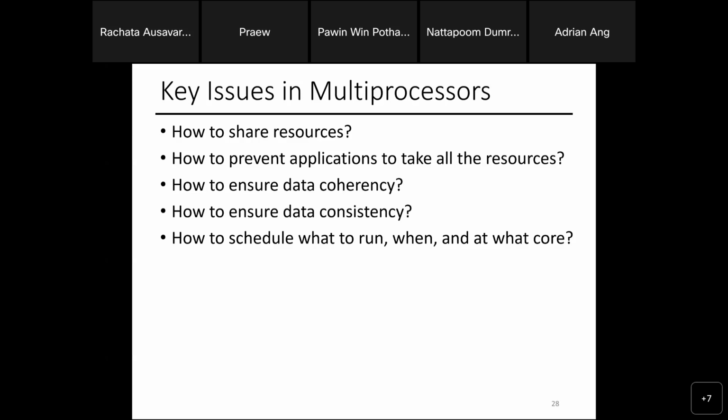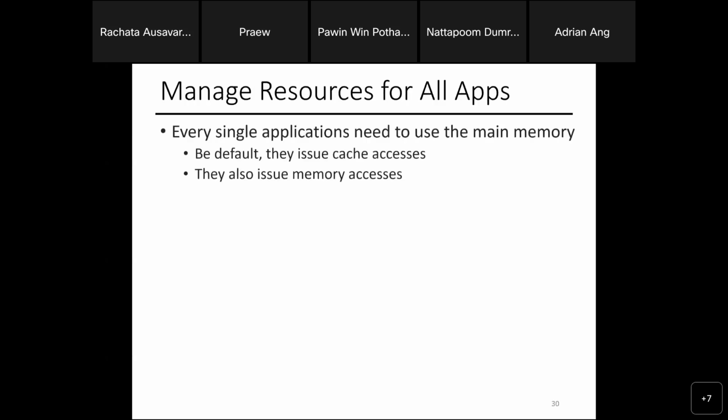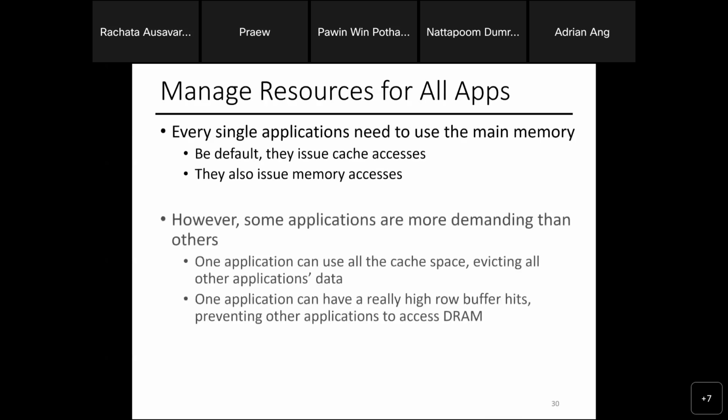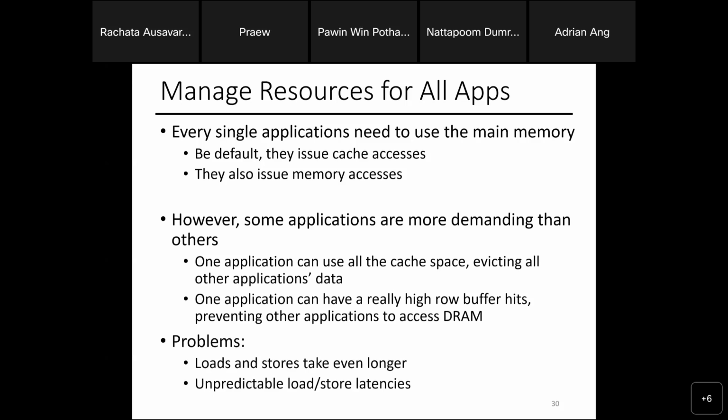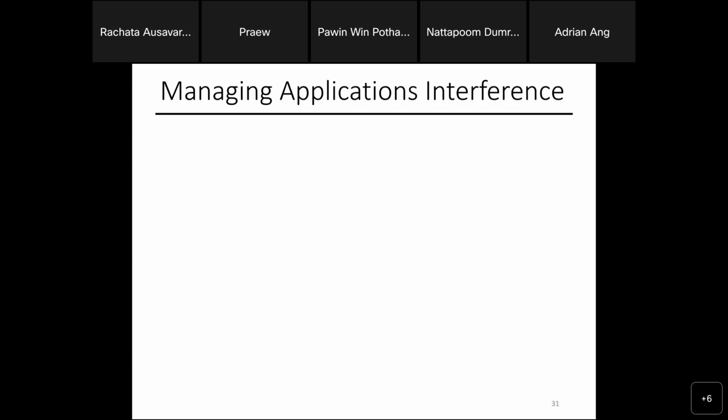The last bullet point, we talked about this in module one already, scheduling on the system side of things, so I'll skip the last two bullets. The first two are about how to share resources, because everything is shared, the shared cache and the shared memory. But some applications demand more of this DRAM, some demand less. Some want more cache, some don't want as much cache. So the problem is this is going to make your memory access even longer. So you want to be able to manage the resources.